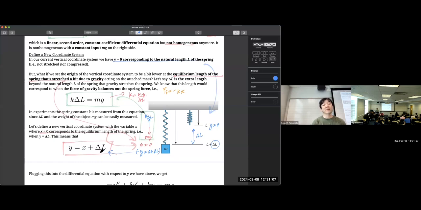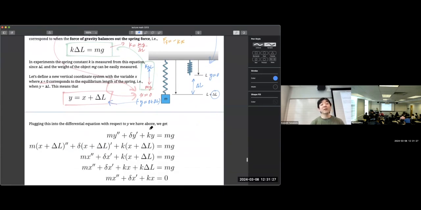You literally see that it's just a shift of delta L one way or the other. So if you're trying to go from x to y, then it's an addition of delta L. If you want to go from y to x, the other way around, it's a subtraction of delta L. So it's really just some vertical shift that is due to the extra length that is stretched beyond the natural length of the spring, coming from the balance between the spring force and the gravity force.